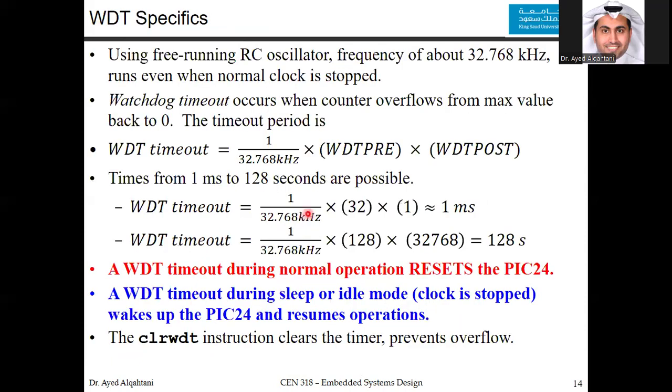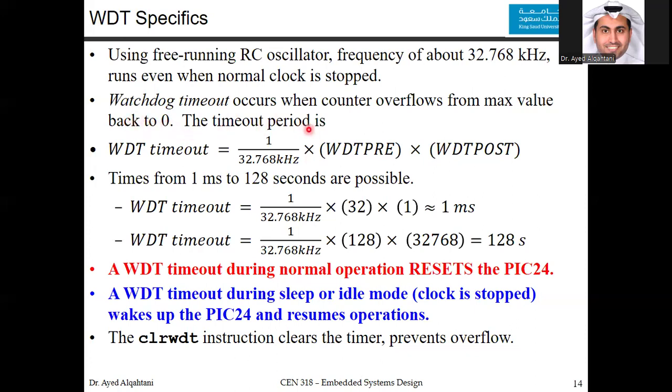So, using a free running RC oscillator with this frequency, which is 32.768 kilohertz. So this is a low power RC oscillator frequency. The watchdog timeout occurs when the counter overflows from the maximum value, and then you reset it again to be 0.